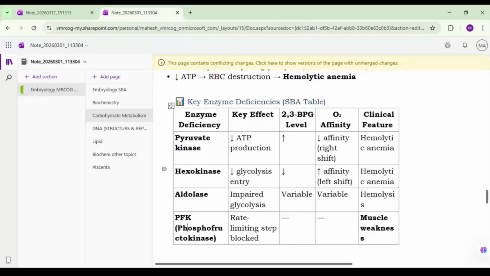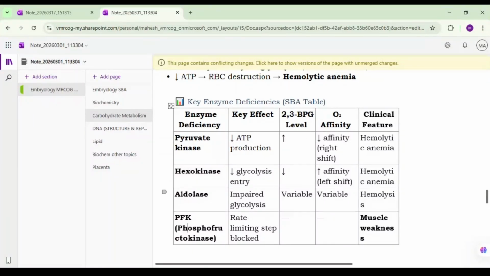While hexokinase deficiency will also reduce glycolysis entry and lead to a decrease in 2,3-BPG level, it will shift the oxygen dissociation curve to the left. There is an increased affinity for oxygen, but still there is hemolytic anemia. So pyruvate kinase deficiency will reduce the affinity for oxygen, while hexokinase deficiency will increase it. With pyruvate kinase deficiency, there is a shift to the right of the oxygen dissociation curve. With hexokinase deficiency, there is a shift to the left. But clinically, both will manifest as hemolytic anemia.